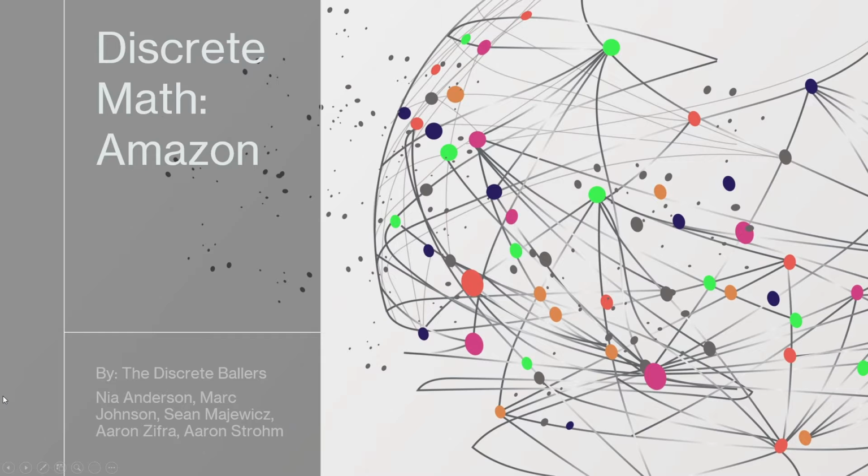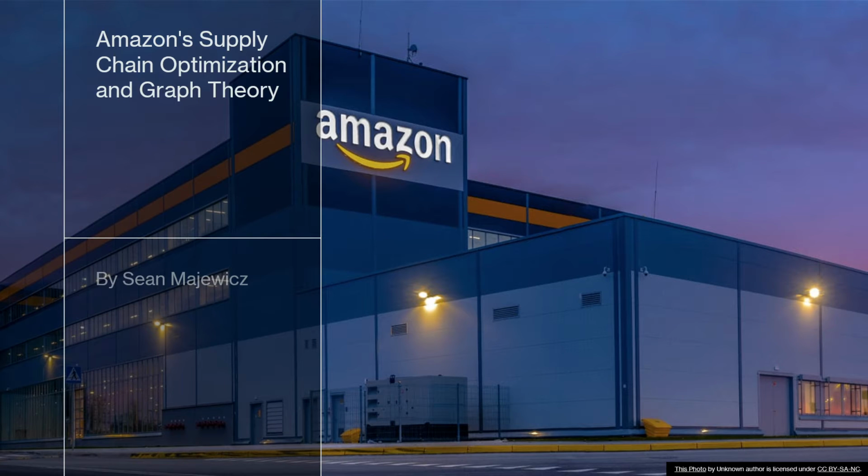Discrete Math, Amazon, by the Discrete Ballers: Nia Anderson, Mark Johnson, Sean Majewitz, Aaron Zifra, and Aaron Strom. Amazon's Supply Chain Optimization and Graph Theory, by me, Sean Majewitz.